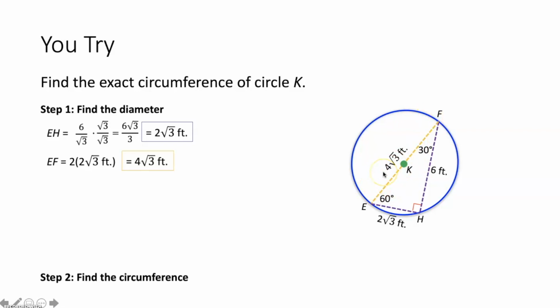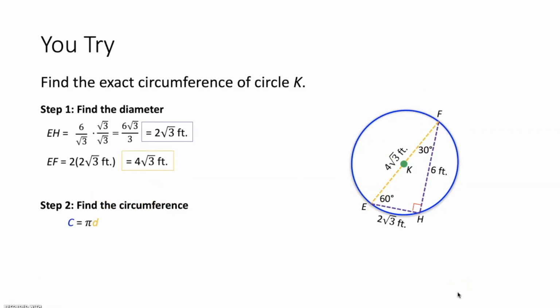Now we can use that measure in order to find the circumference of this circle. Remember, the circumference of a circle is equal to pi times D, or 2 pi r. In this case, since we found the diameter, we're going to use the one with D in it. So all we have to do now is take 4 rad 3 feet, plug it in for our diameter over here, and then we multiply the pi times the 4, and then multiply that by rad 3. We get 4 pi rad 3 feet as the exact circumference of circle K. We know it's exact because we left the pi in it.